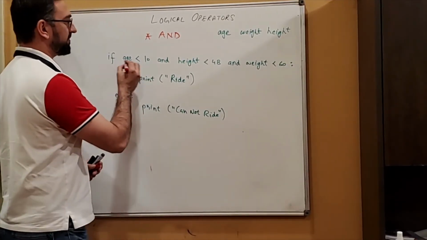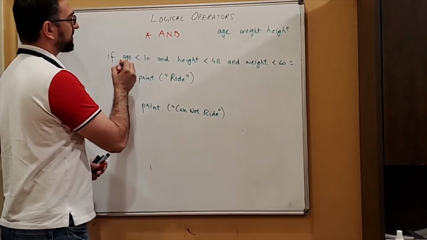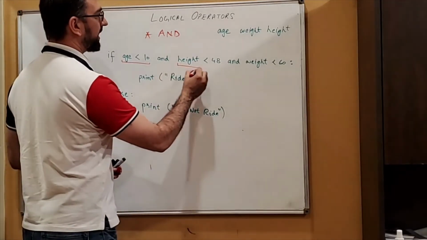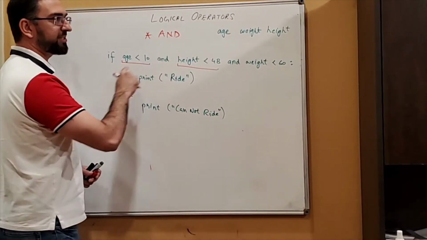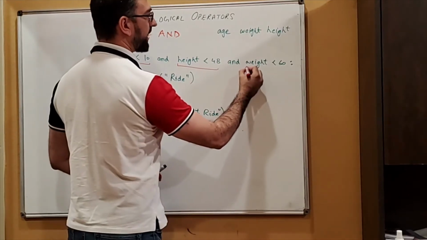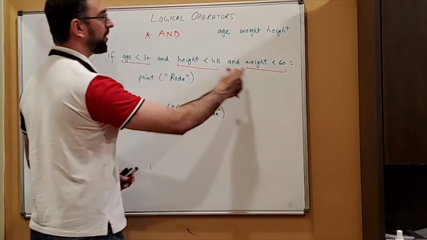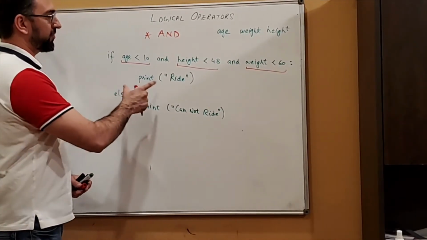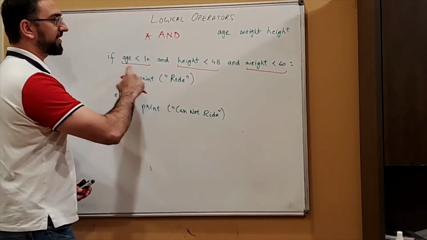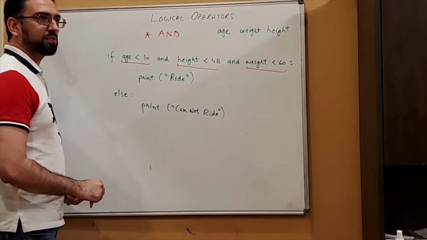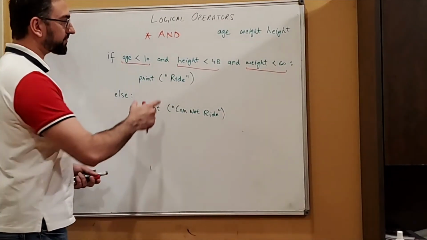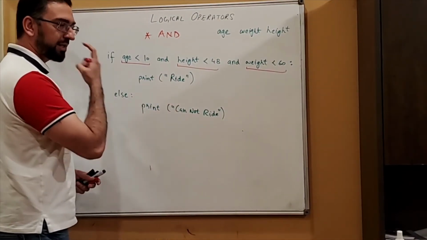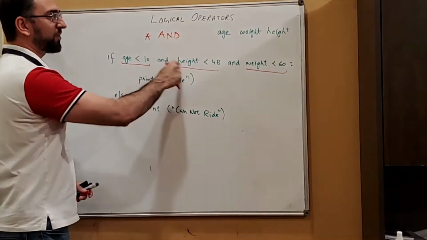So what this if statement is telling us is that when age is less than 10 and height is less than 48, so both these have to be correct, then it will go ahead and evaluate weight. And so all three of them have to evaluate to true in order to satisfy this whole Boolean expression and evaluate it to true. Only then it will go ahead and print that the person can ride. Otherwise, it will say cannot ride if any one of these is false.